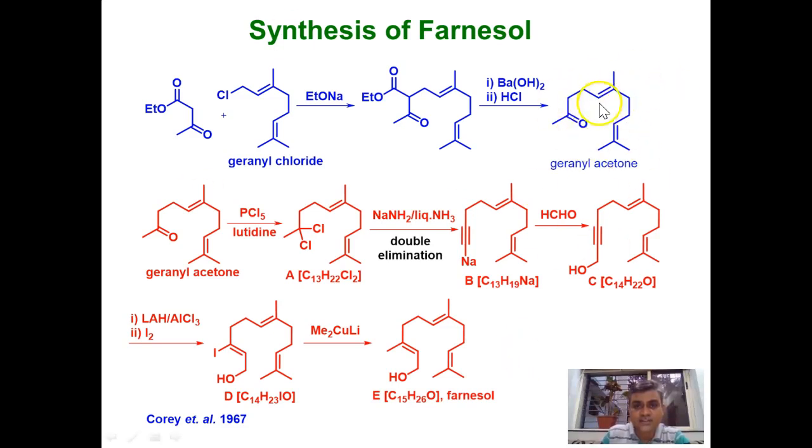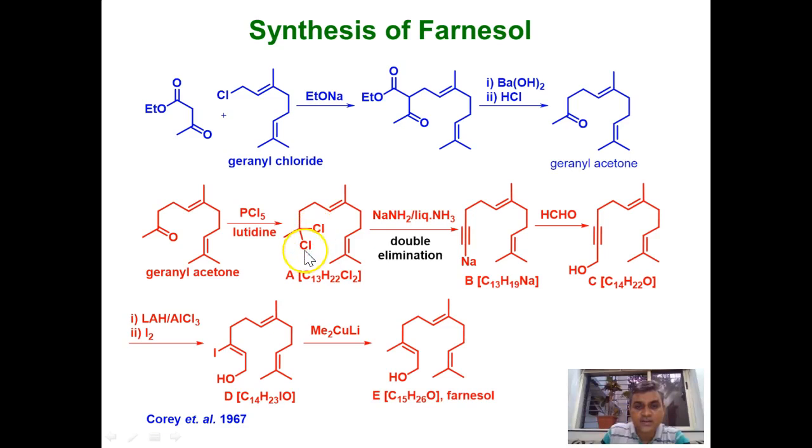We have seen how geranyl acetone is obtained from geranyl chloride as well as ethyl acetoacetate. Then an additional 2 carbon atoms come from formaldehyde, and it comes from coupling reactions of Gilman's reagent, that is lithium dimethyl cuprate. Here the oxygen is removed by treating with PCl5, and we get a geminal dichloride. Lutidine is a hindered base. 2,6-dimethyl pyridine is the structure of lutidine. So in the presence of a base, it gives a geminal dichloride.